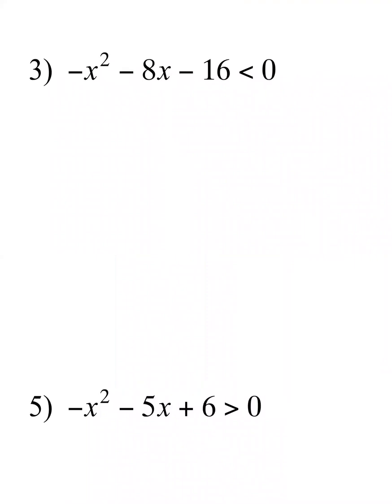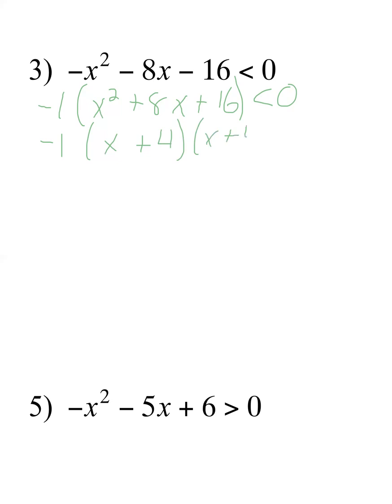We're going to start off by factoring like usual. So take out that -1, x squared plus 8x plus 16. Let's go ahead and factor that again. We're going to get x plus 4 and another x plus 4. Okay, so that means our only critical value for this is -4.